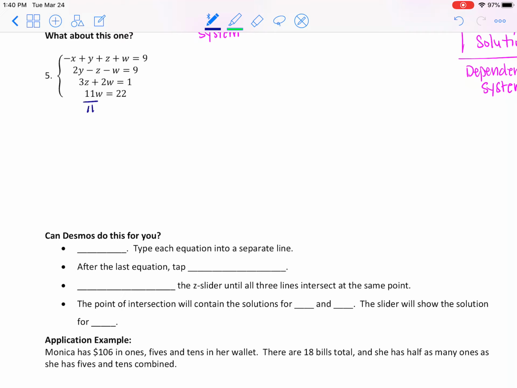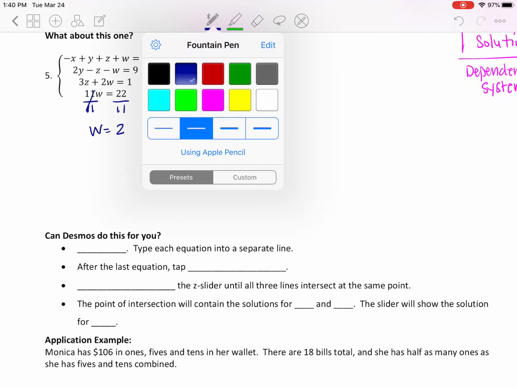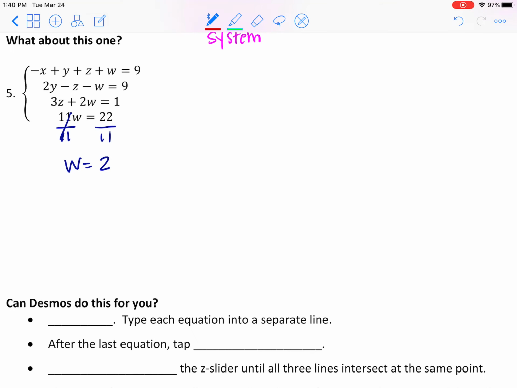If you look at the very last equation here, all we have to do is divide both sides by 11 to find the first part of the solution. So I can see right away that w has to equal 2. And then I'm going to take that w equals 2 and just back substitute it in to continue to solve. So we take that and put it here. Then I have 3z plus 2 times w, which we just found was 2, has to equal 1. That means 3z plus 4 equals 1. If I subtract the 4 over, then 3z has to equal negative 3, which means z has to equal negative 1. So now I know 2 solutions.